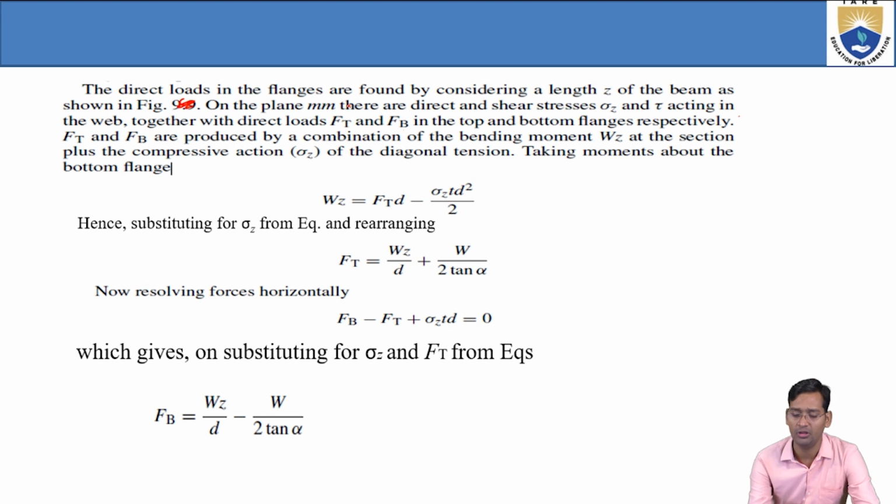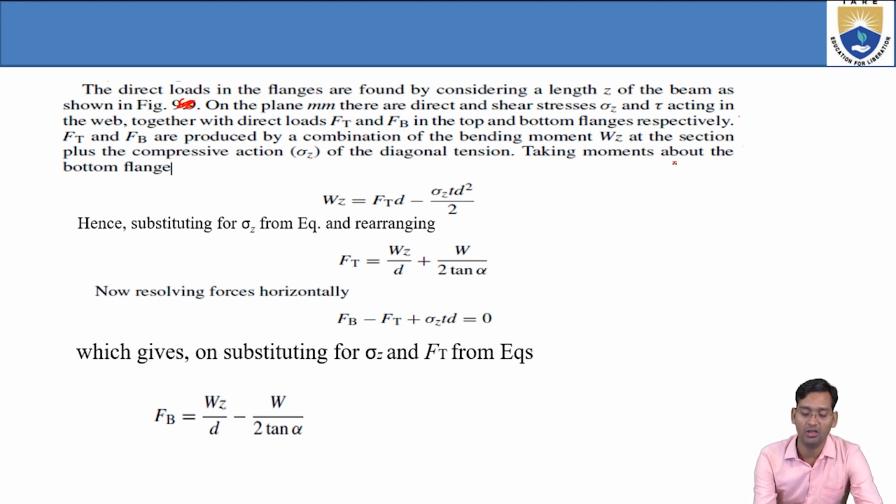Again, we assume that the forces Ft and Fb are acting at the top and bottom, where T stands for top and B stands for bottom of the flanges respectively. Ft and Fb are produced by a combination of the bending moment Wz, force into distance, at the section plus the compressive action of sigma z of the diagonal tension, which we already found.